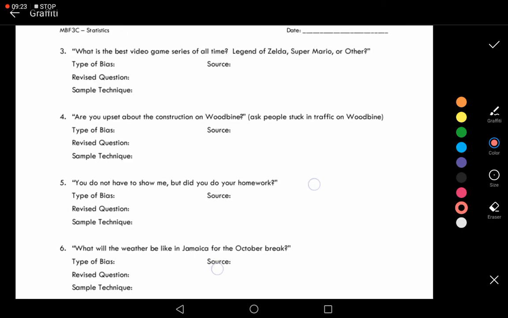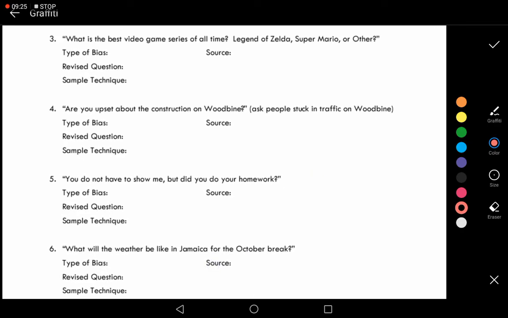Okay. So, example 3, what is the best video game series of all time? Legend of Zelda, Super Mario, or other? So this is giving you those options, right? So that's an example of a loaded question.